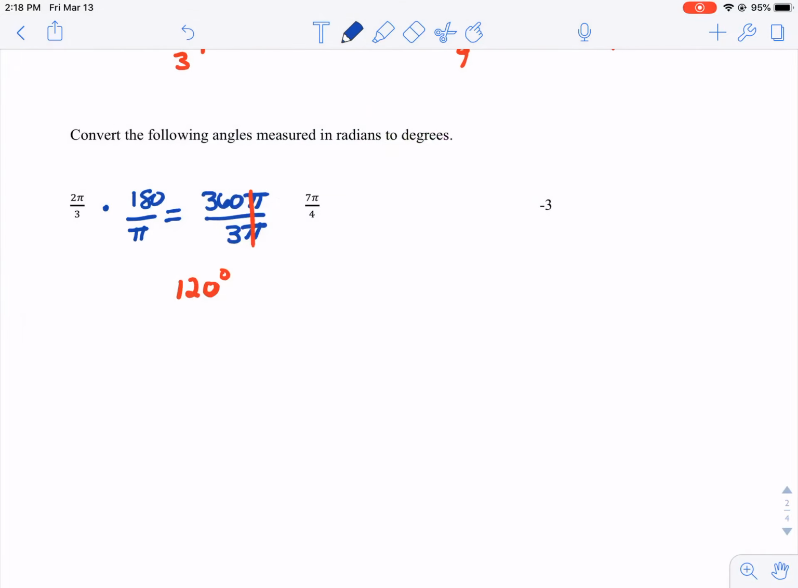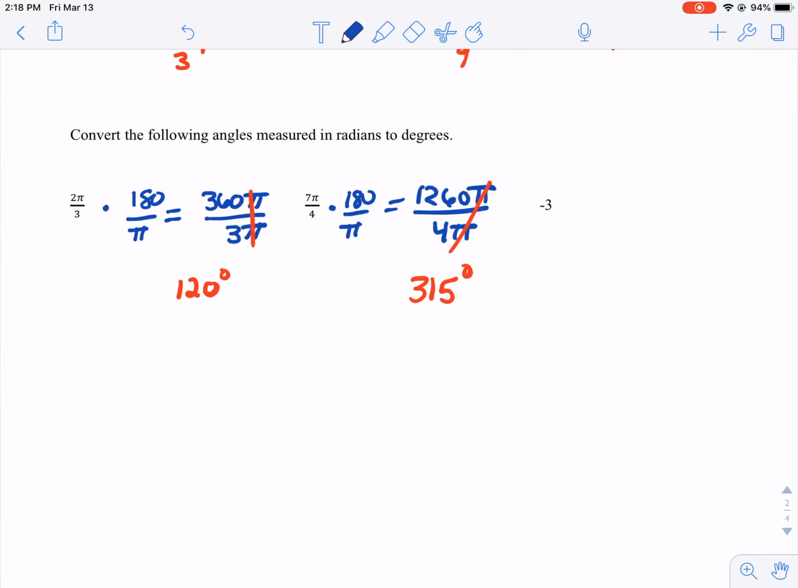Okay, this one, convert from radians to degrees, multiply by 180 over pi. So that's going to give me, let's see, 7 times 180, 1,260 pi. In the denominator, I have 4 pi. So the pi's cancel out. 1260 divided by 4 is 315 degrees.